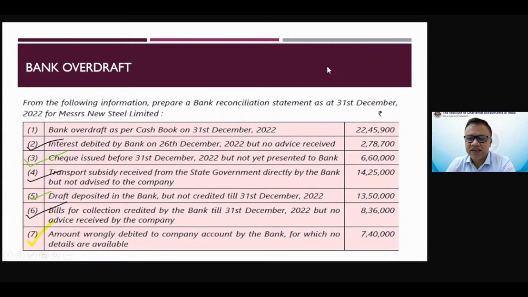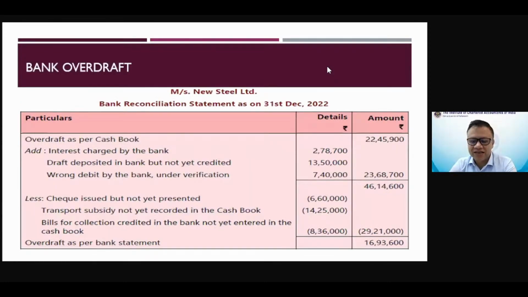Finally, if you see here, this is another amount. All the green color arrow tick marks are known to the company, and black color tick marks are known to the bank. Then you can see the yellow mark. It is an amount which is wrongly debited to the company account by bank, for which no details are available. So who has done the error here? The error is done by the bank, not by the cash book, and for which no details are available. That is 7,40,000. It's clearly written that the error is done by bank.